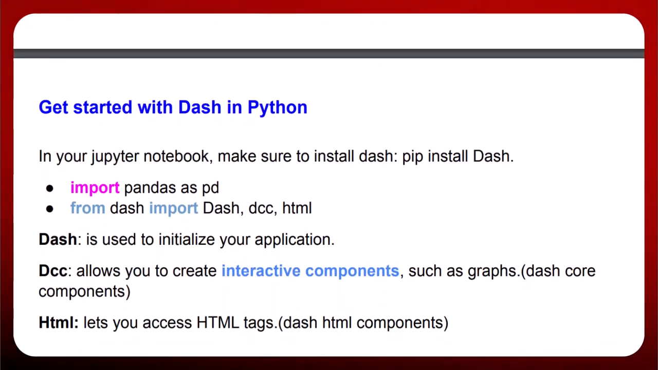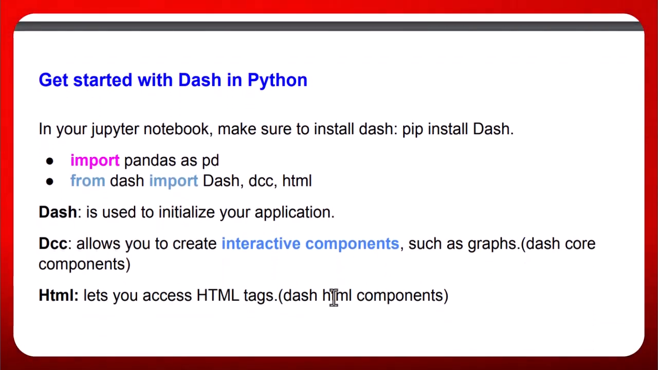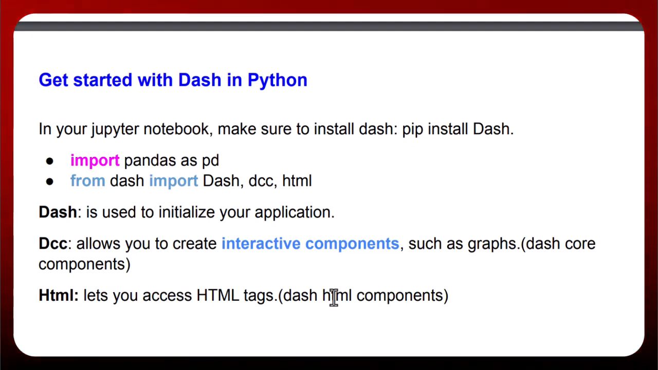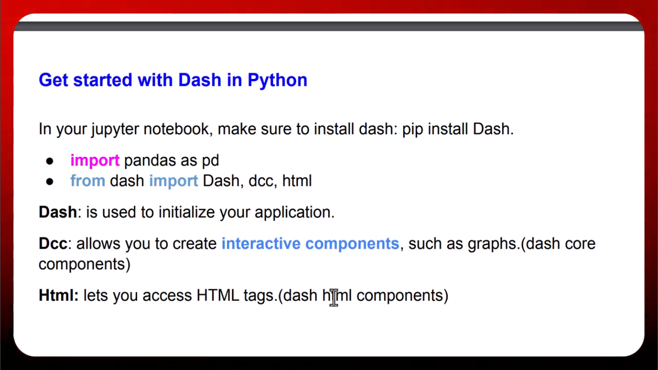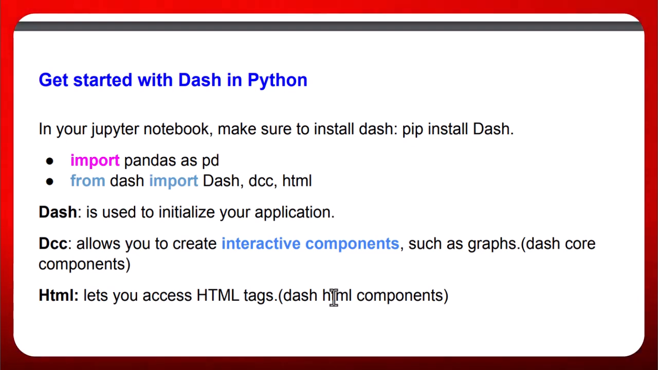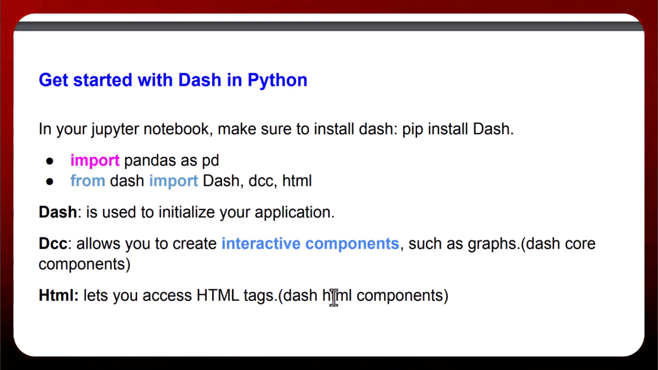Okay, let's get started. As you know, in your Jupyter notebook, make sure to install Dash. It's pip install dash. It's easy, just like you install any other library that has been done in the past. And then we're going to use pandas as pd, just in case we need a data set. Of course, we're going to need a data set, so pandas, it's obvious.